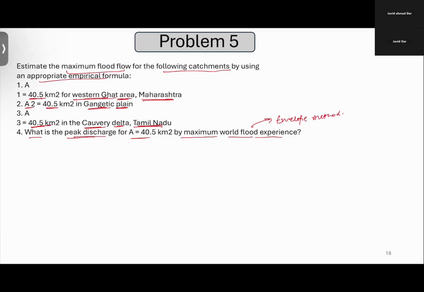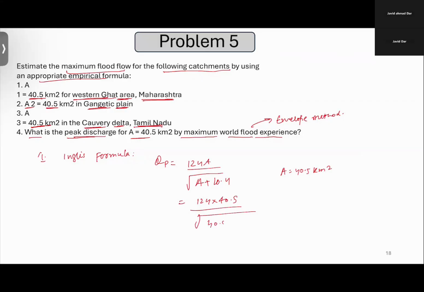So we can start. First, for the Western Ghats, Maharashtra, you have the English method. From that your peak discharge is 124 into A divided by the square root of A plus 10.4. If you put the area, which is 40.5 kilometers square, this will be 124 into 40.5 divided by the square root of 40.5 plus 10.4. So you get a value of around 704 meter cube per second.